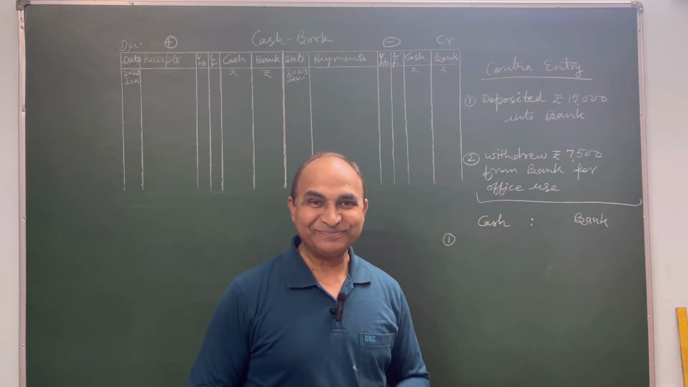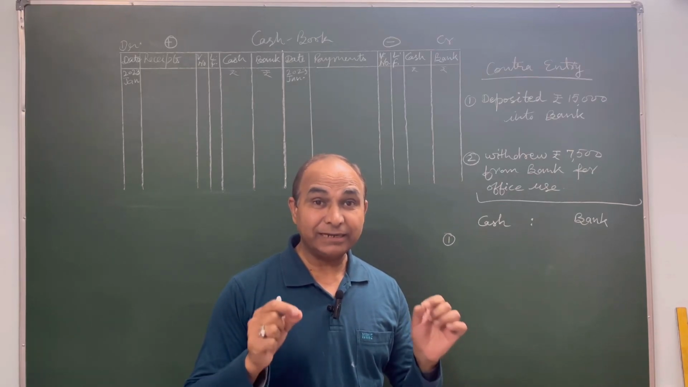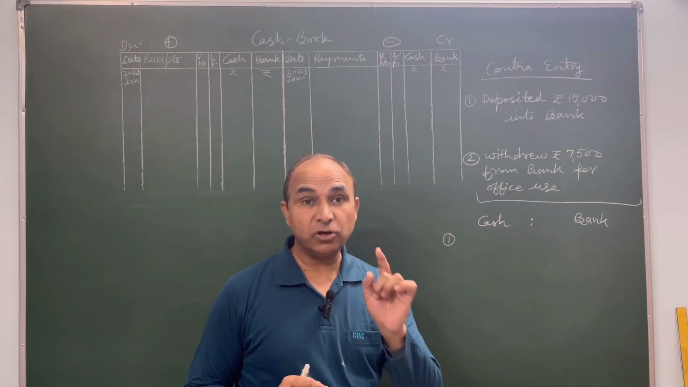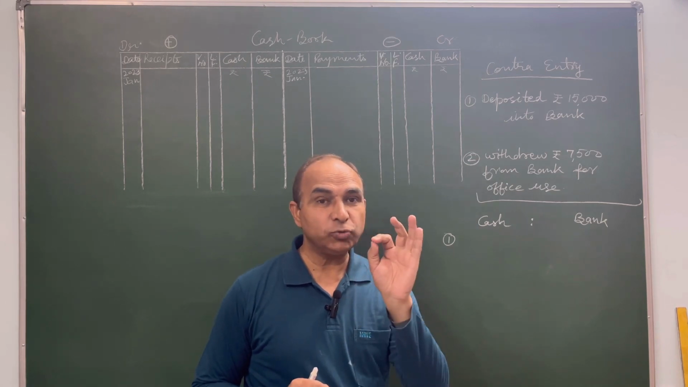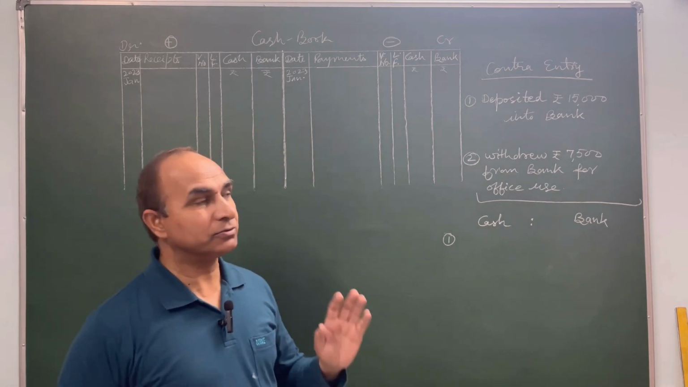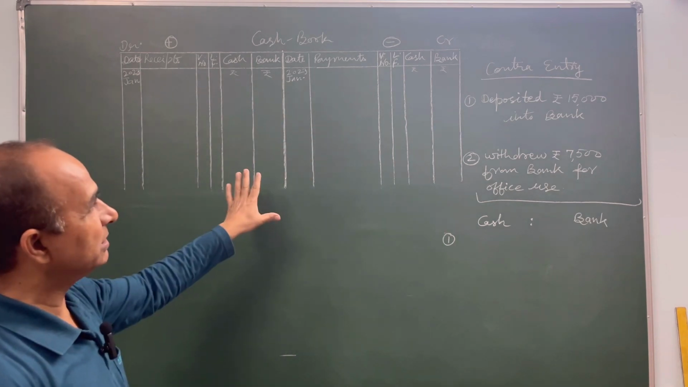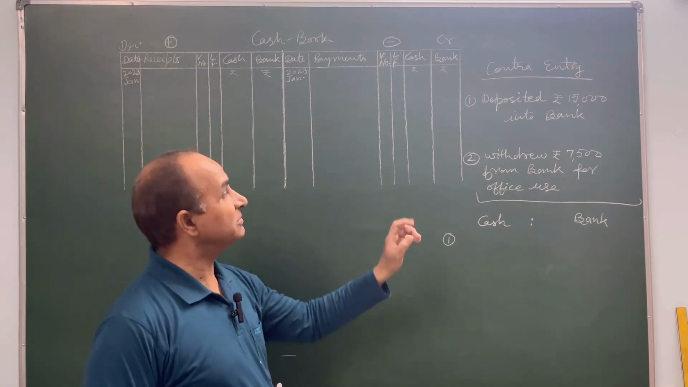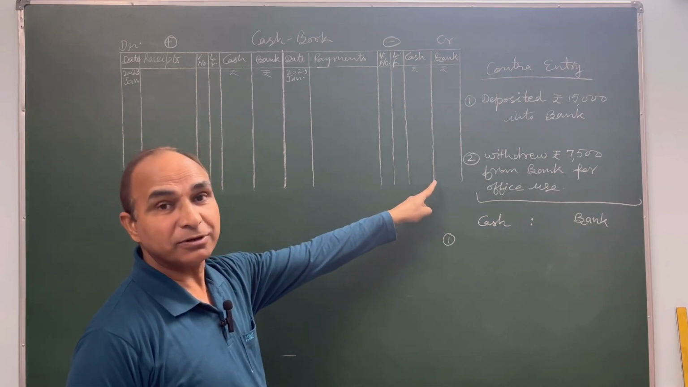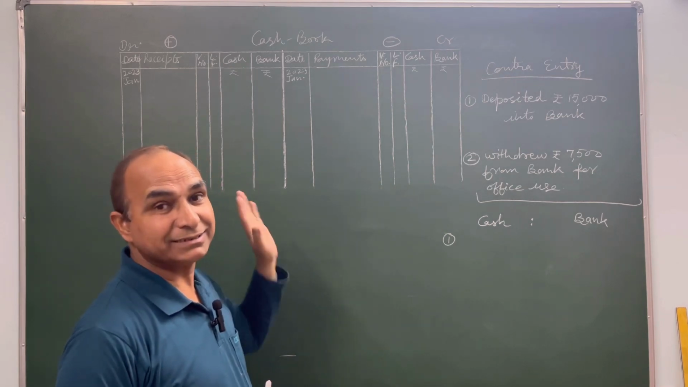Hello students, let's discuss and understand the concept of contra entry in two column cash book. This is the proforma and format of a two column cash book, in which two columns, cash and bank, are drawn on each side.